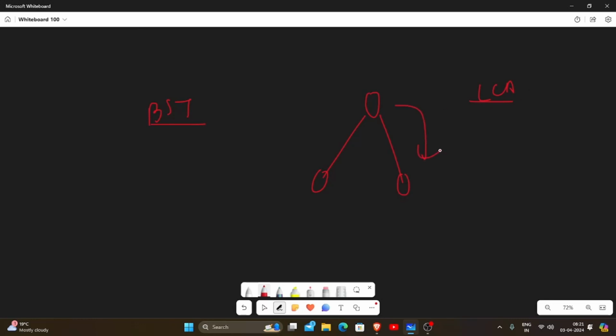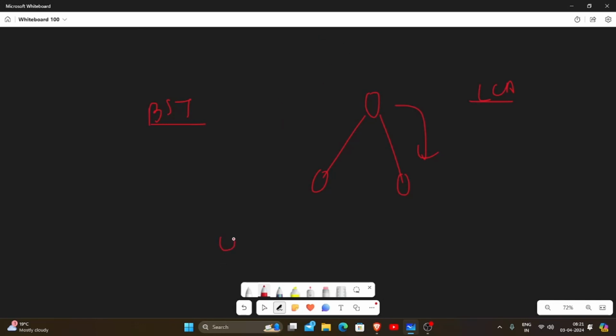But at some point, if we cannot move to the left or to the right, that means neither both nodes lie on the left subtree nor both lie on the right subtree. That is a very clear indication that one of them is on the left subtree and one of them is on the right subtree. That means that node is the first or the lowest common ancestor of the given two nodes.